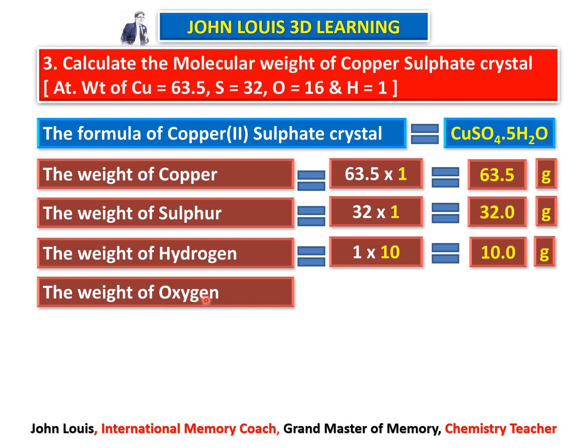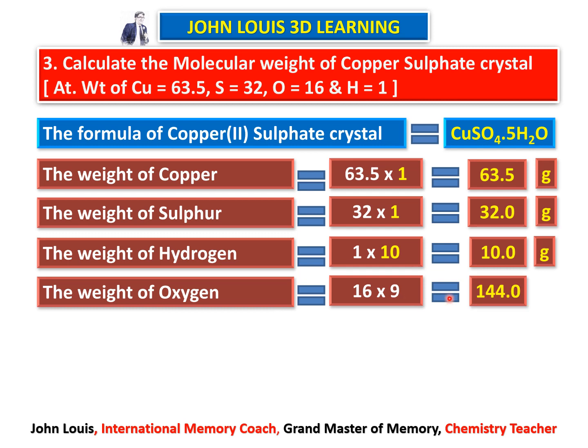Oxygen. The weight of oxygen is equal to, what is the atomic weight of oxygen? 16. How many oxygens are there? In 2 places oxygens are there. CuSO4. In SO4 there are 4 oxygens, and then in 5H2O there are 5 oxygens. Therefore 5 plus 4 is equal to 9 oxygens in total. Therefore the weight of oxygen is equal to atomic weight 16 into 9 oxygen atoms. That is equal to 144 grams.